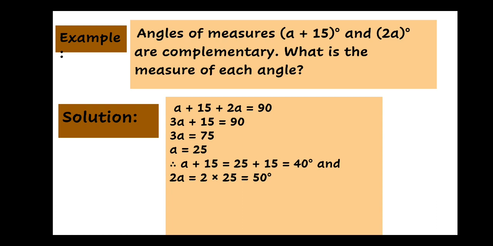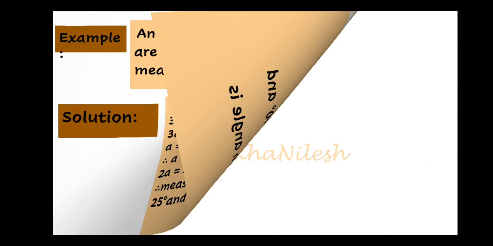Now we will substitute the value of a in a plus 15. That will become 25 plus 15 equal to 40 degree. And we will substitute the value of a into 2a. That will give you 2 into 25, that is 50 degree. Therefore, the measure of each angle is 25 degree and 50 degree.